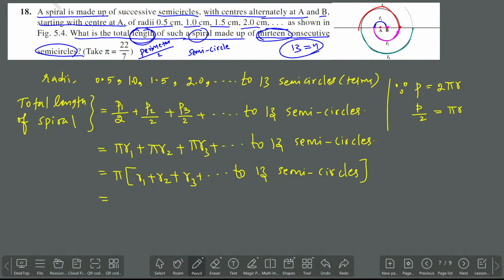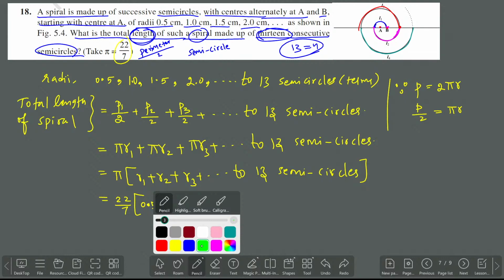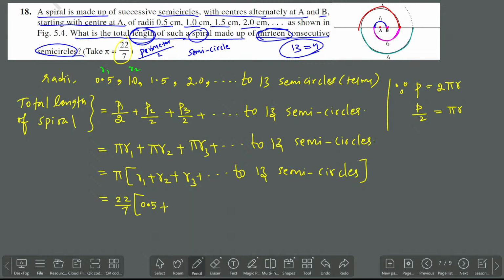Now we can apply pi value. Is it given? Pi value is given here as 22 by 7. So you can apply this. Now what is the r1? 0.5 plus. If you want to mention that, here it is r1, r2, r3, r4, and it's going on. Radius, radii is the plural. Right, fine. So next radius 1, next radius 1.5, next radius 2, like that it's going on, but I took only 3 terms, till 13 semicircles it's going on.